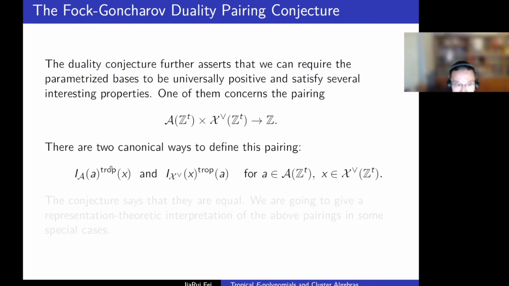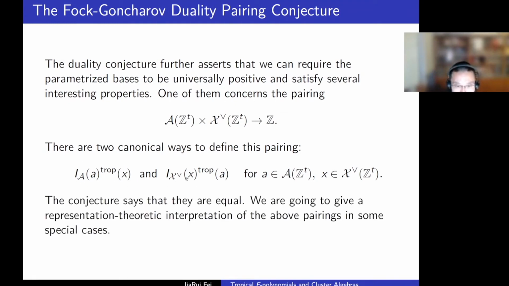After tropicalization, I get a tropical function. Then it can be evaluated at the tropical points of the X variety. So I get this kind of pairing. And we can reverse the roles of A and X. A priori, the two different pairings will give you different results. The conjecture says that these two pairings are actually equal. So we are going to prove this equality in some special cases, not all cases. The way to prove it, as you can guess, is to use the representation-theoretical machinery.